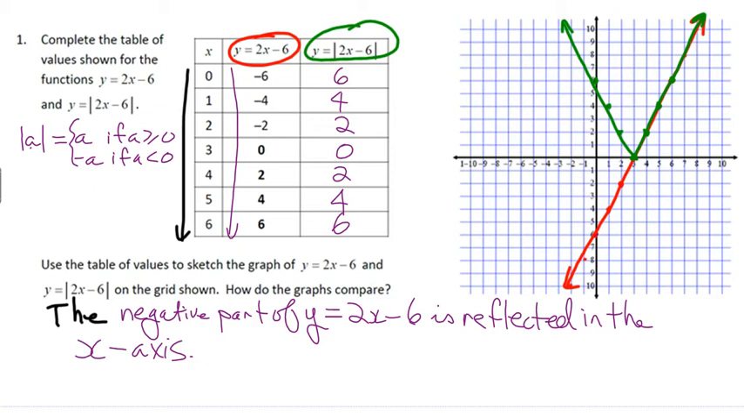Okay? That's really just the definition of absolute value. If the function evaluates to give you a negative value, then you take the negative of that and make it positive. The effect on a graph is that it's a reflection in the x-axis. Okay, questions?